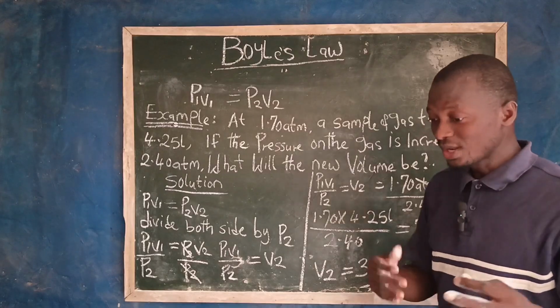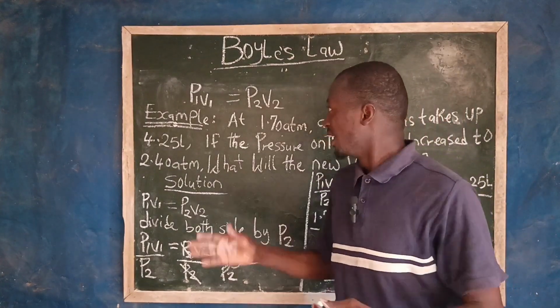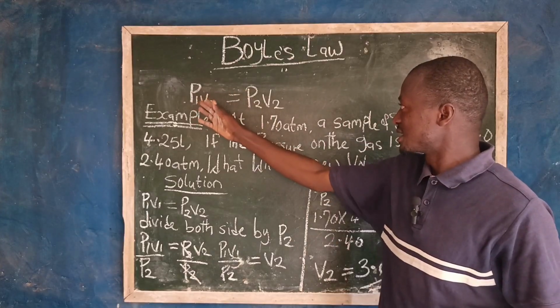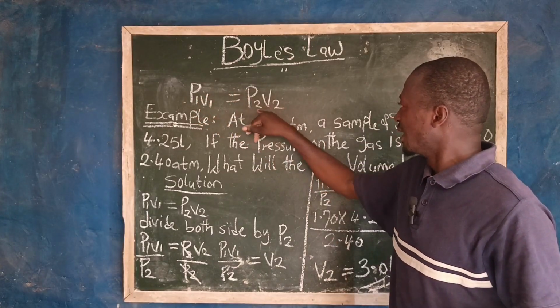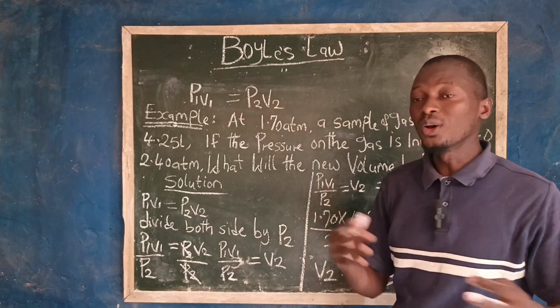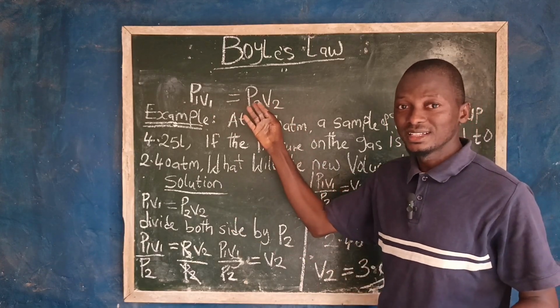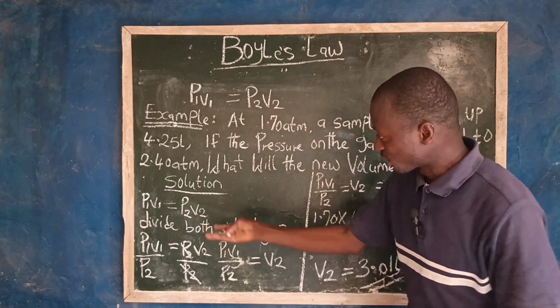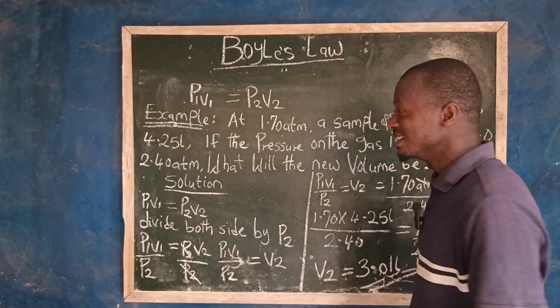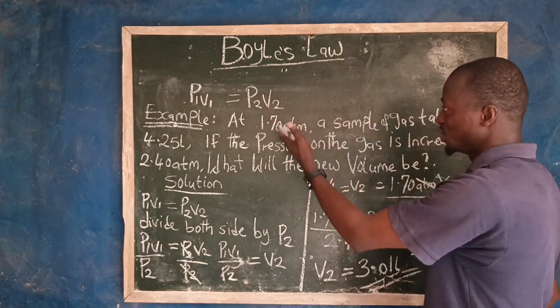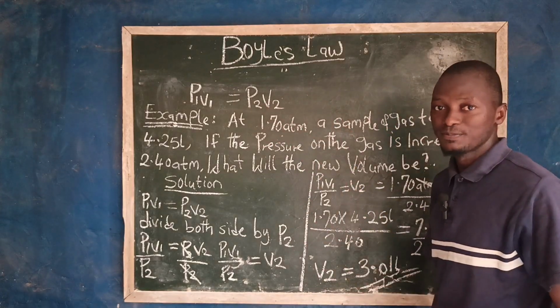Apart from that, there is another example where you are given initial pressure and initial volume, and then final volume. You are not given the final pressure. This is the process that you are going to apply to find the formula of P2, which is final pressure.